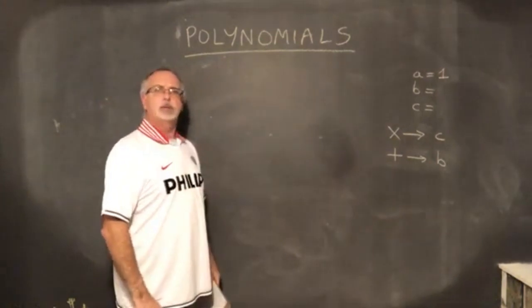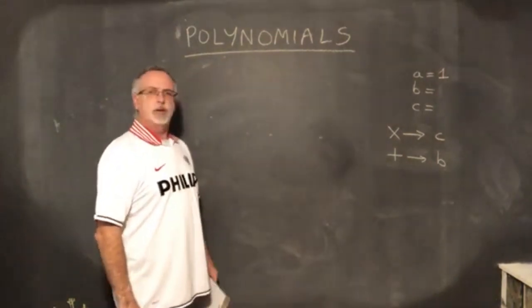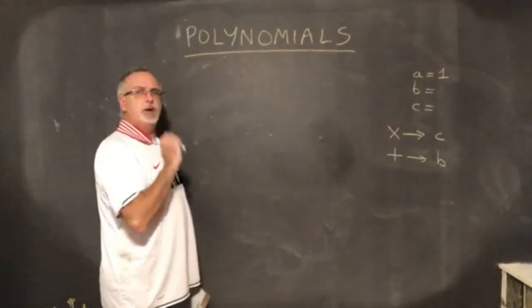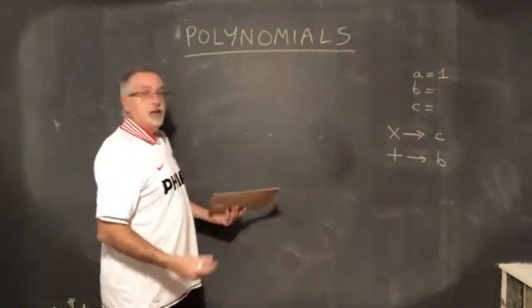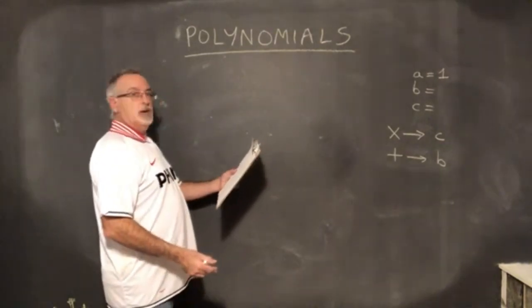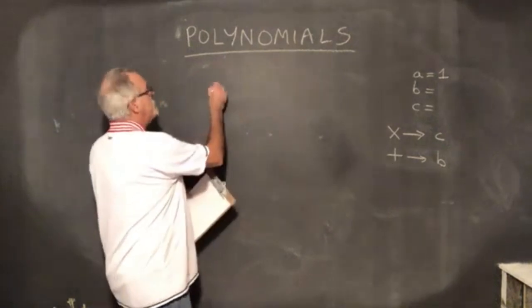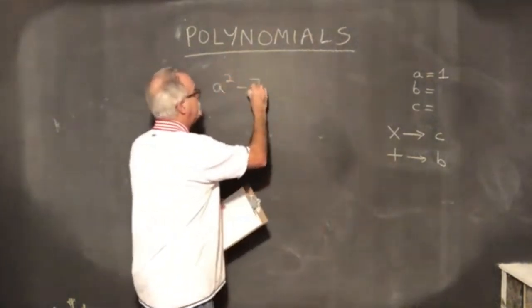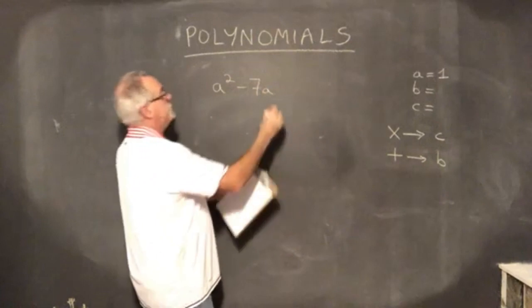What if it's not x? Every single example I've done so far has had x. What if we use a different variable? We know variables are just variables, they vary. You can use different letters besides x. What if we have a squared minus 7a plus 10?